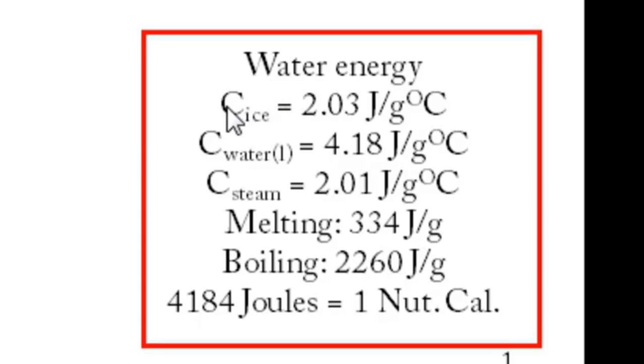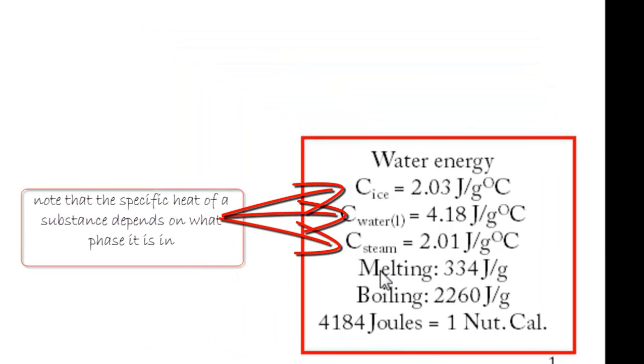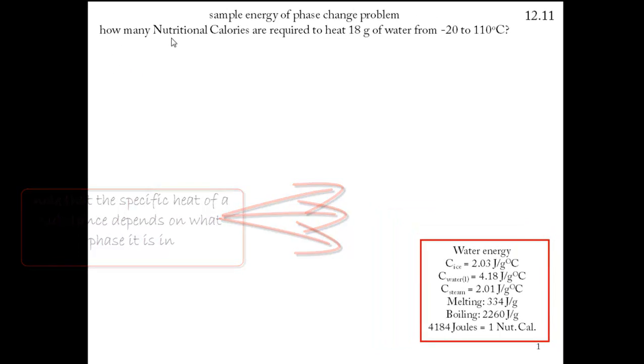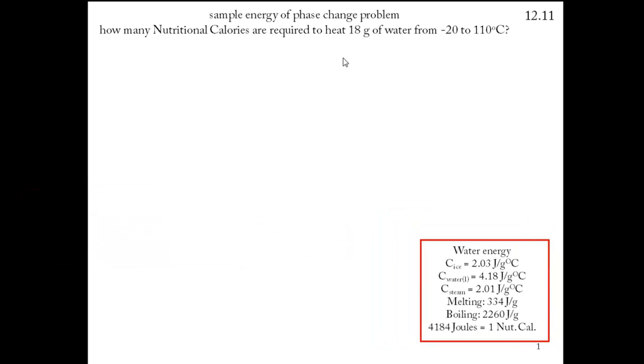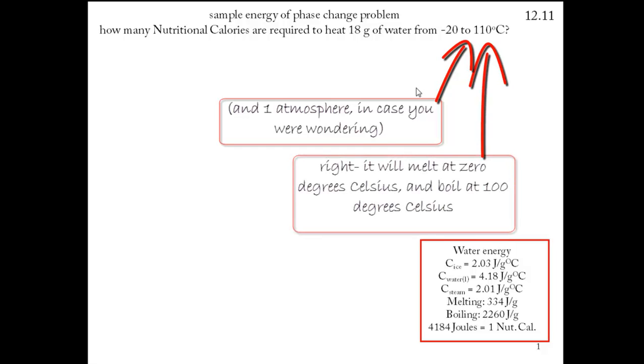We have specific heats at those different phases. We know how much energy it takes to melt or boil this substance, and we're going to ask ourselves how many nutritional calories, not joules, but nutritional calories are required to heat a mole of water, 18 grams, from minus 20 to 110 degrees Celsius. Notice that this thing is going to undergo two phase changes when it does. So there's a lot in this calculation.